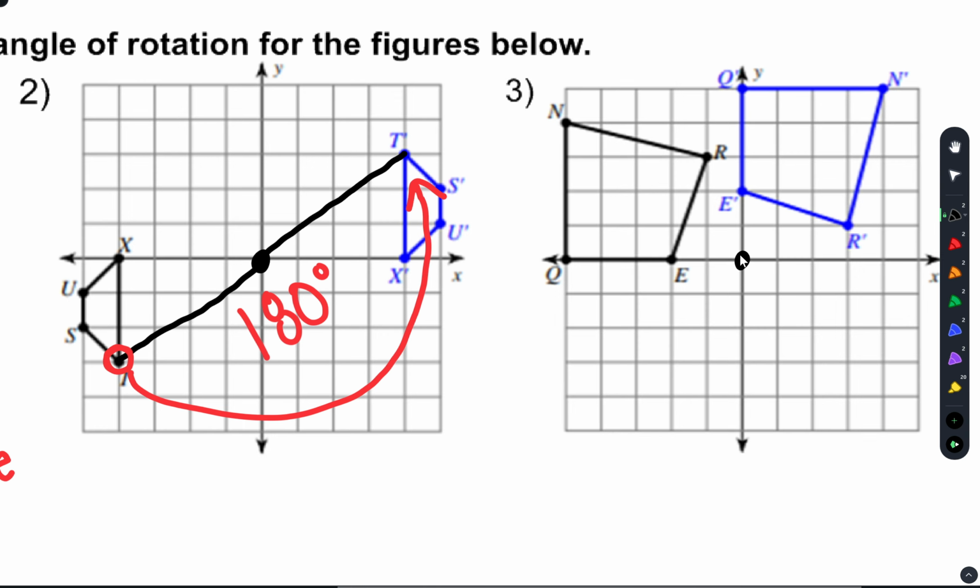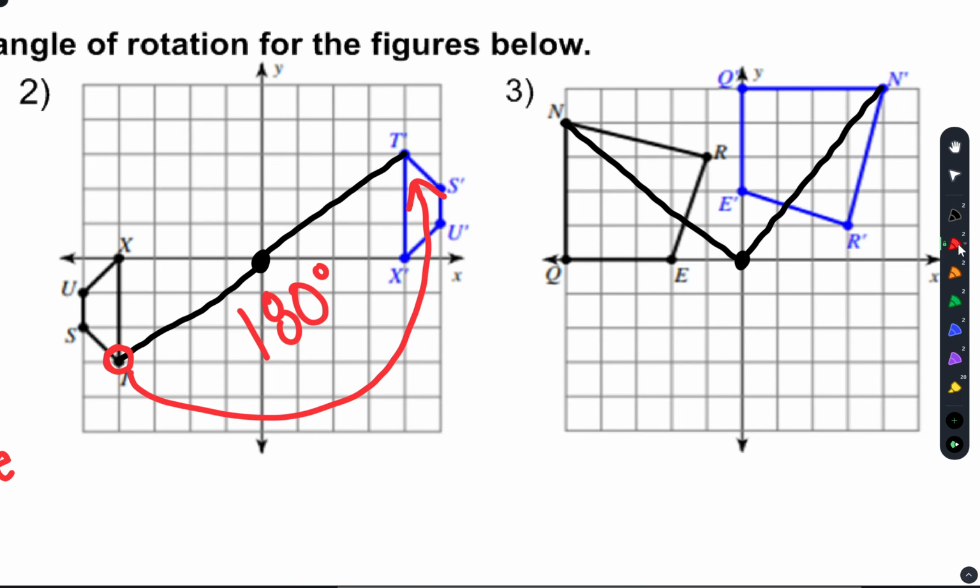Let's put a dot in the origin. Let's go with N. I'm going to connect N to the origin and N prime to the origin. Here's where it gets tricky. Because you see that angle right there, you're automatically going to think, oh, that's 90 degrees. It looks like a right angle.